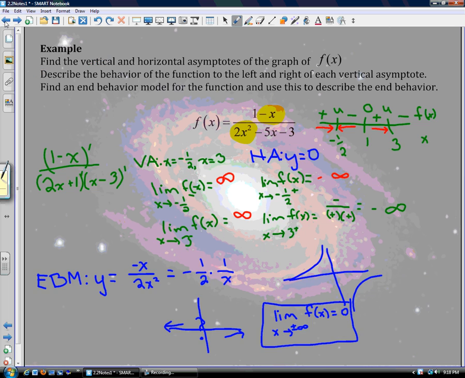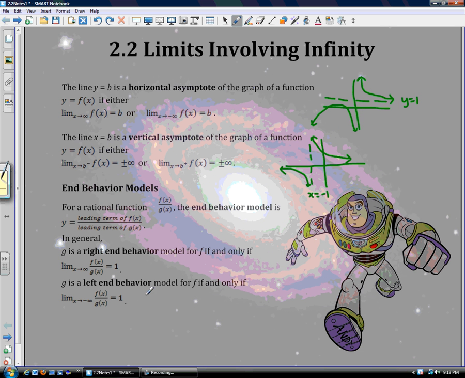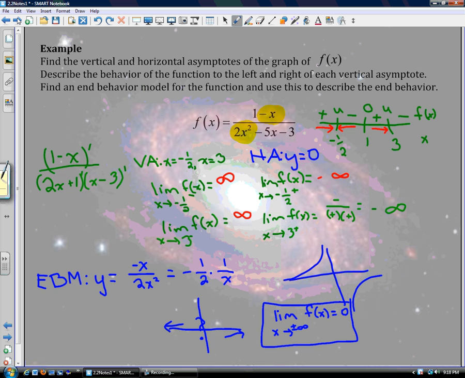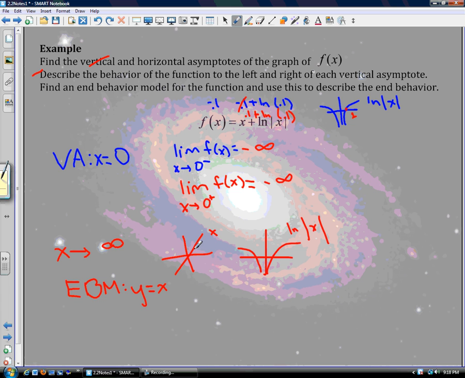Remember before I said that something is an end behavior model if I take your original function divided by what we said was the end behavior model and take the limit either to positive or negative infinity, depending if it's a right or left end behavior model, and the limit has to be 1. So they have to do the same thing as you go to infinity. So back to there. Now I want to take the limit as x goes to infinity first.